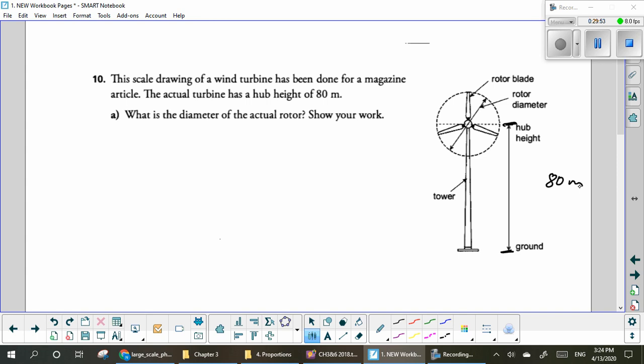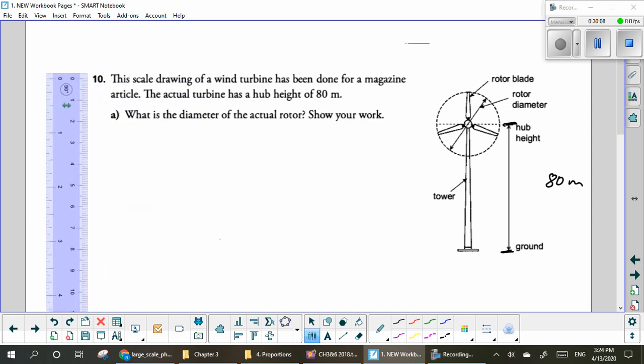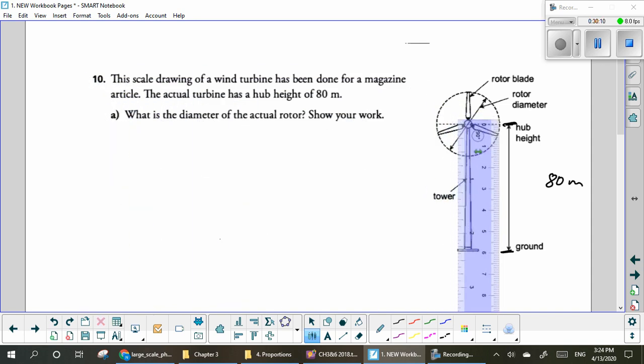This is kind of a multi-step question. First, we want to see what scale factor we have here. So again, I will get a ruler. I need a ruler. There we go. To find the scale factor, I'm going to use the actual height compared to the diagram height for this hub height. I'm going to round it to 6, so 6 centimeters to 80 meters.